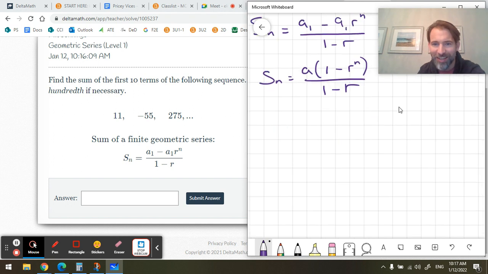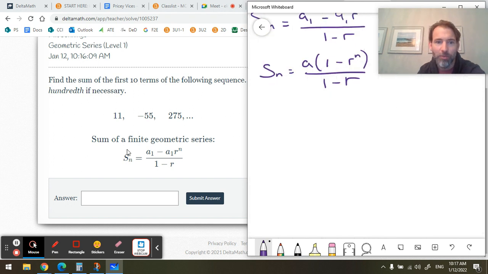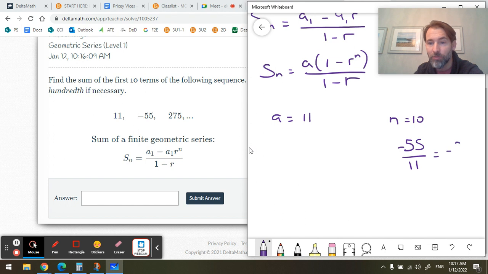Let's keep going. So we're told it's a geometric sequence. We're reminded of the formula, and then we want to work with this. So what's the common ratio? a is our first term, and that's 11. We know n is 10, the number of terms, because we want to sum the first 10 terms. And r, well, we divide this one by this one. So negative 55 divided by 11 equals negative 5. So this is our r. r equals -5.